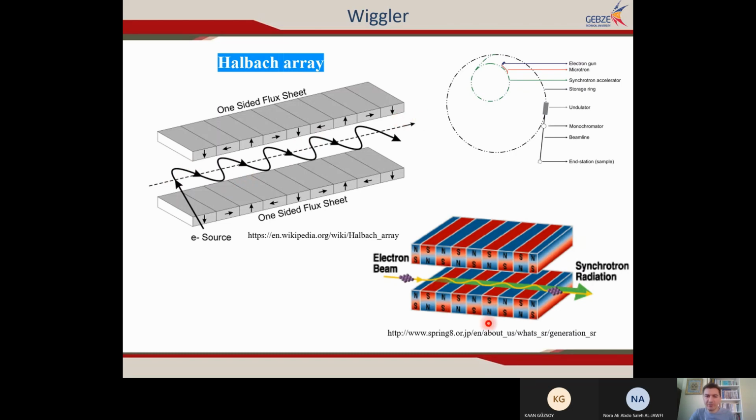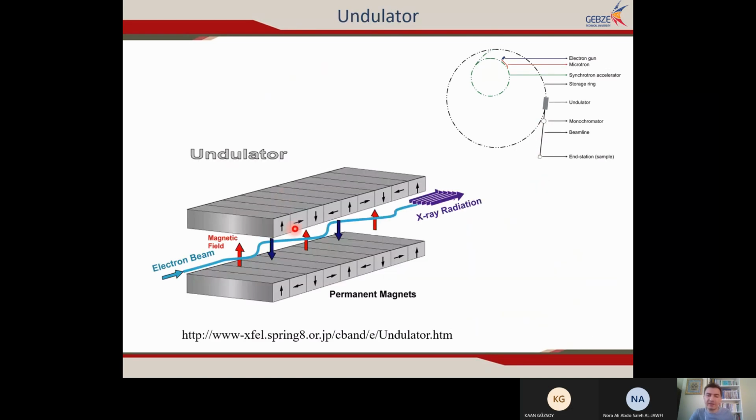Here we have a much better picture from SPring-8 in Japan. We have the electron beam, and then they enter the Halbach array, the wiggler, and they have accelerated behavior and emit electromagnetic radiation, so we can produce synchrotron light, we can produce X-rays. These are the X-rays, okay? This is the wiggler, and the undulator also has the same mechanism, but there is a difference between an undulator and a wiggler.